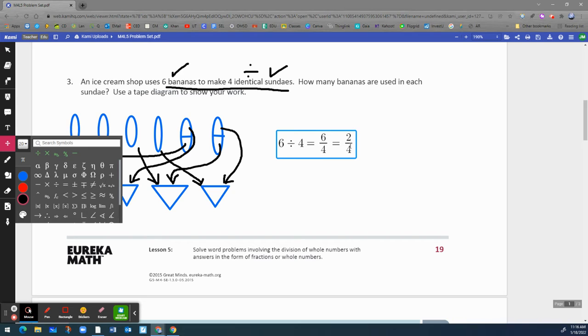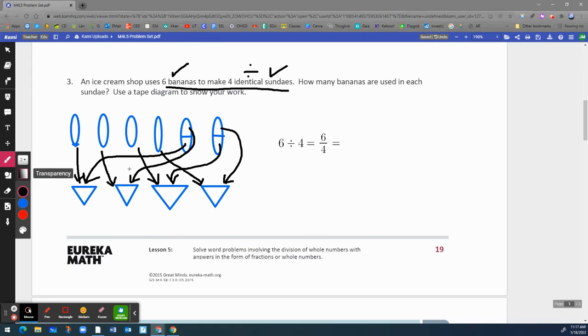On this one, we need to know exactly how many bananas go into each. So then you will do a division, my friends. That's correct, a division. Okay, anyway, so the division will work this way.